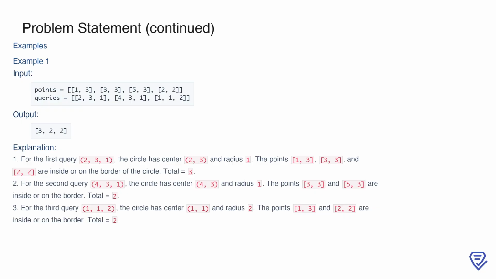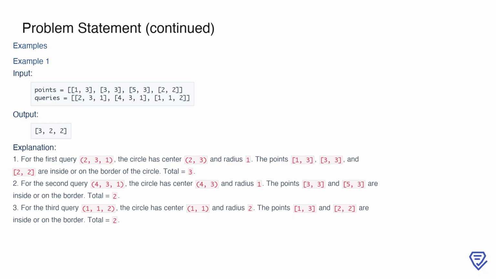Suppose the input points is [1,3], [3,3], [5,3], [2,2], and the queries are [2,3,1], [4,3,1], [1,1,2]. The output in this case would be 3, 2, 2. For the first query, the circle is centered at 2, 3, with a radius of 1. The points 1, 3, 3, 3, and 2, 2 all lie inside or on the border of this circle, giving a total of 3. For the second query, the circle is centered at 4, 3, with a radius of 1.